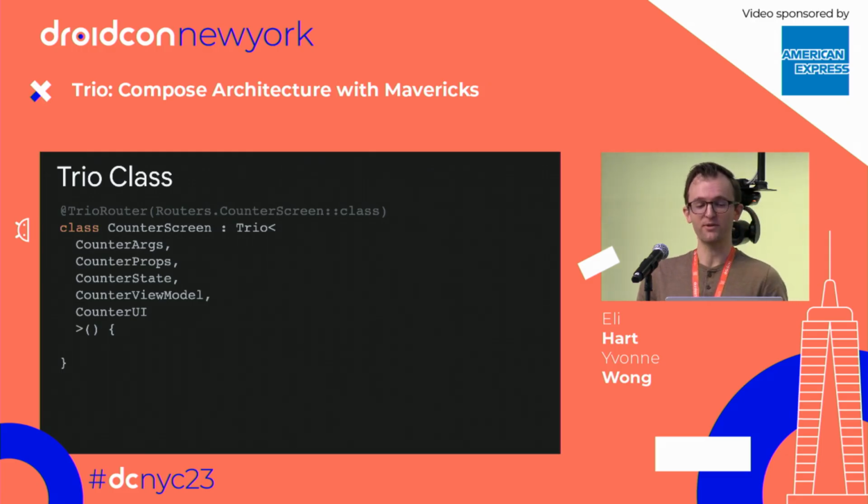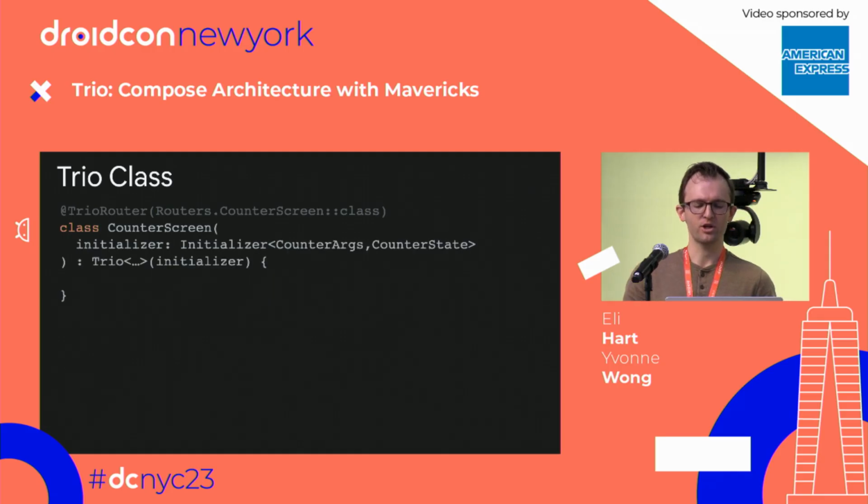And while the boilerplate of defining these types adds some friction, we found it necessary to provide sufficiently type-safe navigation and inter-screen communication. When a Trio is created, it must be passed either an initial set of arguments or an initial state. These are passed to the class constructor through an initializer. Note that going forward, in many of our code examples, we're omitting or fudging the type arguments and constructors to simplify the example, so don't overthink any inconsistencies there.